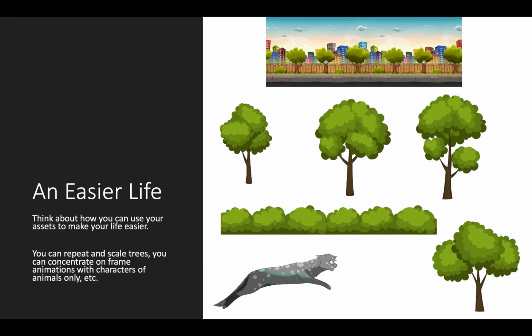So let's talk about having an easier life. Think about how you can make your assets to make your life easier. You can repeat and scale trees. You can concentrate on frame animations with characters and animals only, and so on. So you can basically take the things that have less animation and less detail, get those out of the way, and then go in and focus on the things that are central to the narrative, with a lot of action, a lot of interaction, and all that.